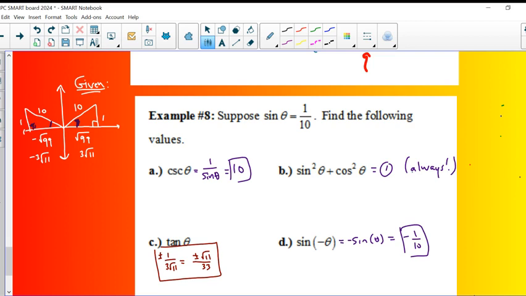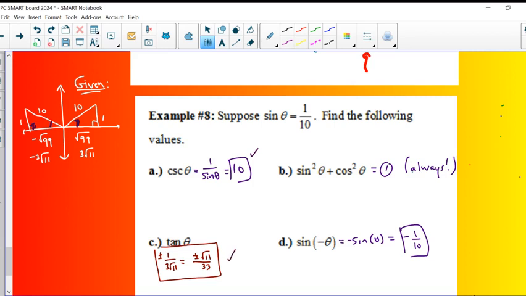Since I only have one piece of information, I have to consider both triangles and use both as needed. So for A, cosecant of theta is the reciprocal of sine, so in both triangles, that's equal to 10 in both quadrants. Now here, sine squared plus cosine squared equals 1. I don't even have to do any work. That's always true, right? It's a Pythagorean identity. Okay, for part C, tangent of theta. So two quadrants, 1 over 3 root 11 or 1 over negative 3 root 11. So that's why it's plus or minus, and then I rationalize my denominator.